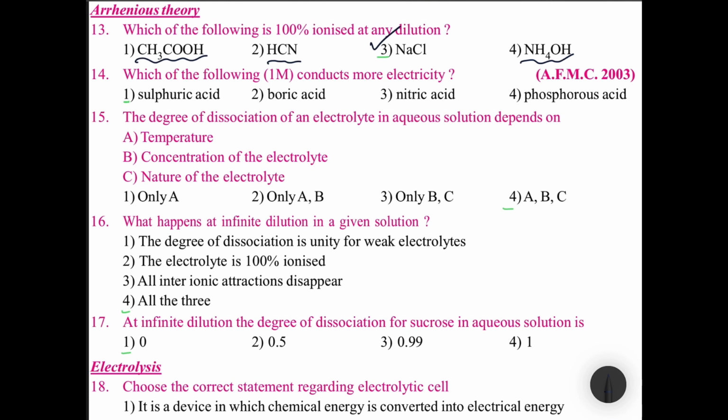Which of the following conducts more electricity? Again, it should be stronger. When you compare with phosphorus acid, nitric acid, boric acid, sulfuric acid is the stronger acid. So obviously more electricity. जिसके पास ज़्यादा दम है उसके पास more electricity होता है यार.